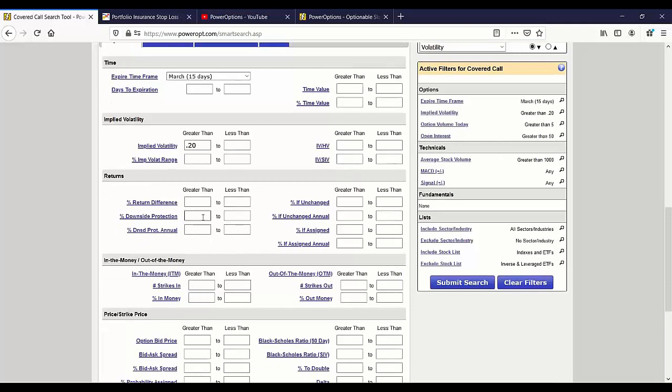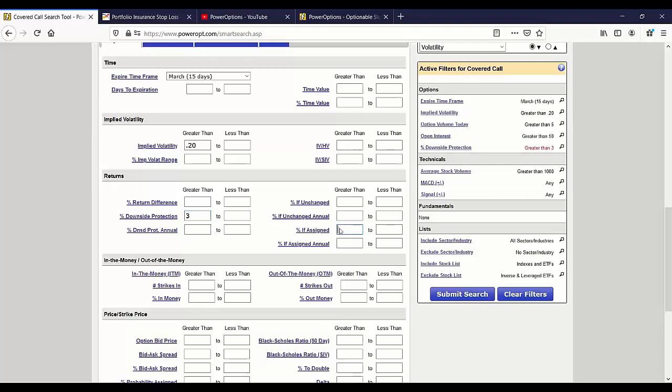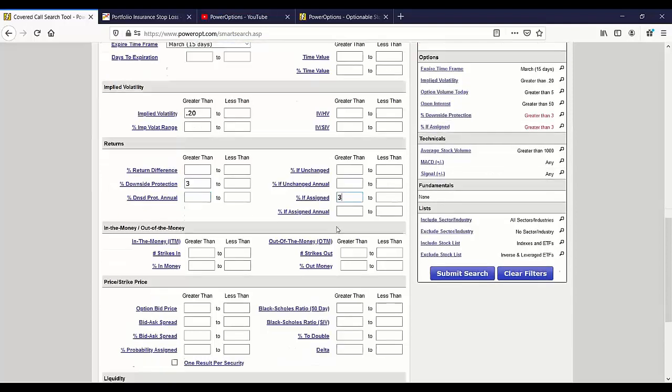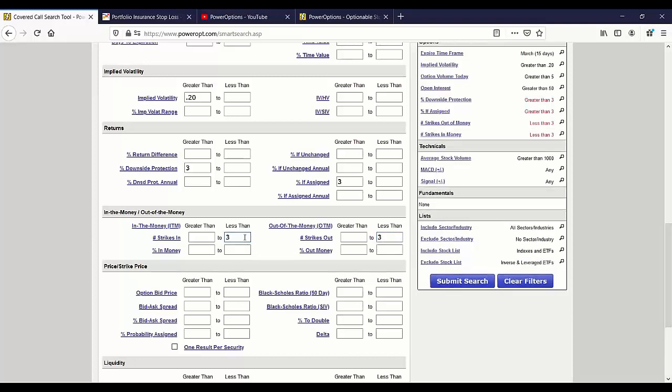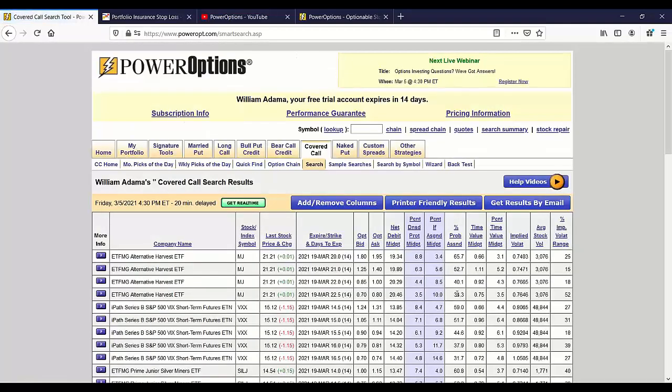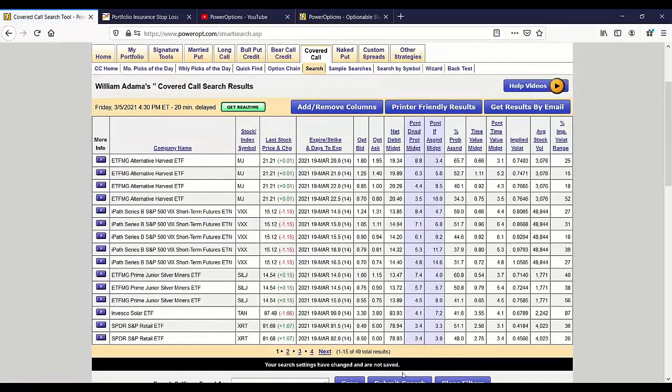If this was a covered call, I'm going to look for a downside protection of at least 3%. And I want a percent if assigned of at least 3%. I probably don't want to go more than 3 strikes out of the money or more than 3 strikes in the money. Well, let's just see what we get. So we're not going too far in, too far out, having the range that we want. Now we've got it back down to 49 results.